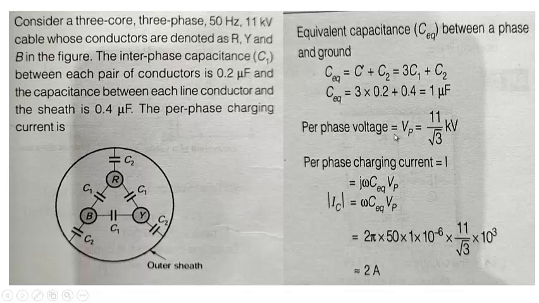So per phase voltage will be equal to 11 by root 3. So charging current will be equal to j omega C equivalent into V. Omega is equal to 2 pi f, into 1 into 10 power minus 6 into this. It comes out to be close to 2 amperes.